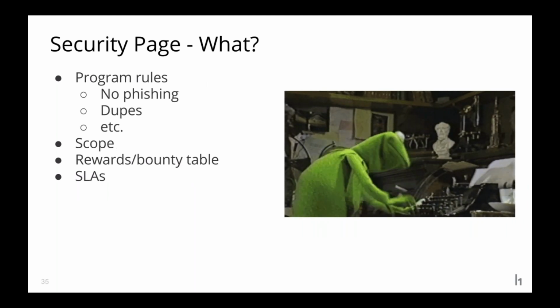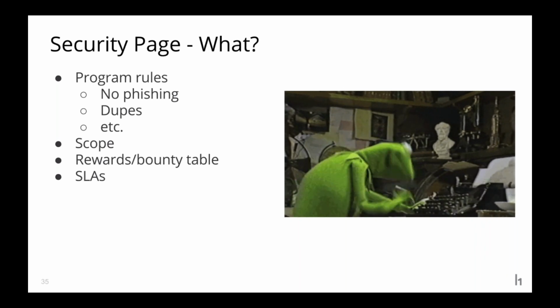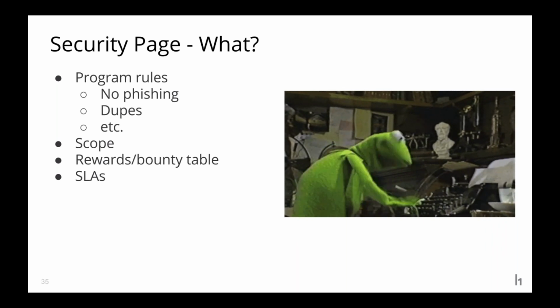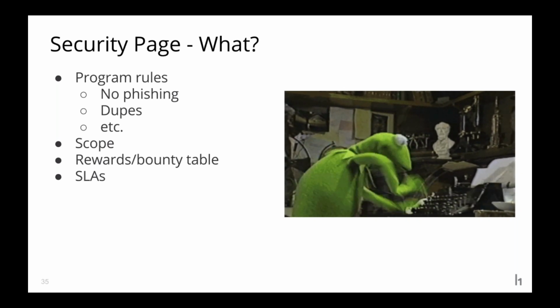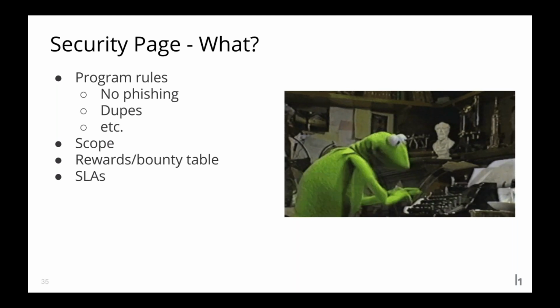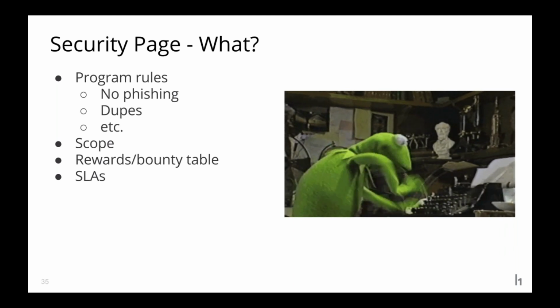All right, so what do you actually type up and throw on this program page? We go into great detail in the Bug Bounty Field Manual, but at a high level, you want your program rules. So for example, no phishing, right? You probably don't want someone to try to break into your office, Mission Impossible style, dropping in on a wire and stealing laptops and running out the door. You probably don't want that as part of your bug bounty program.